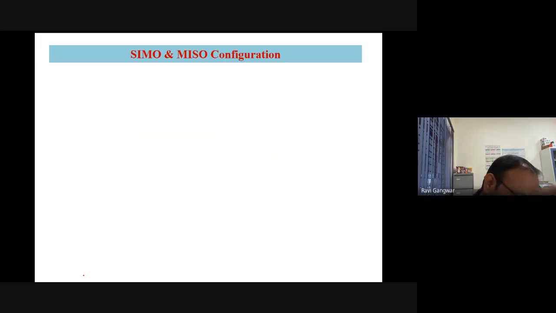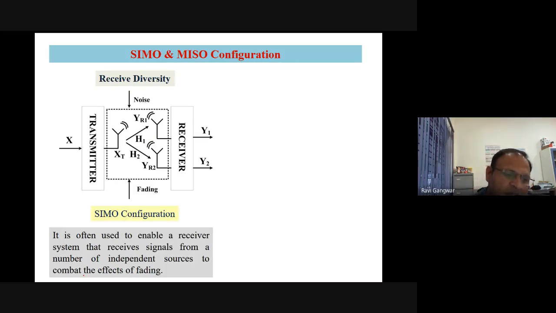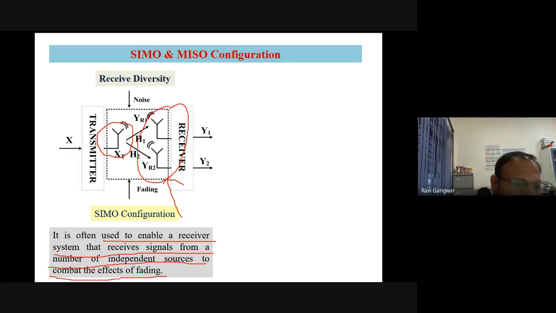Then, when researchers got the information about diversity, they used this concept in SIMO technology. What they did is make a system in which they use more than one antenna at the receiver side. The system they generated is known as the SIMO system, that is single input multiple output. So here we can say that at the transmitter side we have only one antenna, but at the receiver side we have more than one antenna. Single input means a single antenna at the transmitter side, multiple output means more than one antenna at the receiver side. So this concept is used to enable a receiver system that receives signals from a number of independent sources to combat the effect of fading. This concept is useful when we transmit a signal from more than one place to one single place.